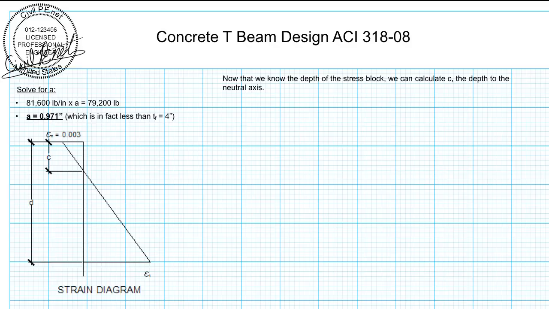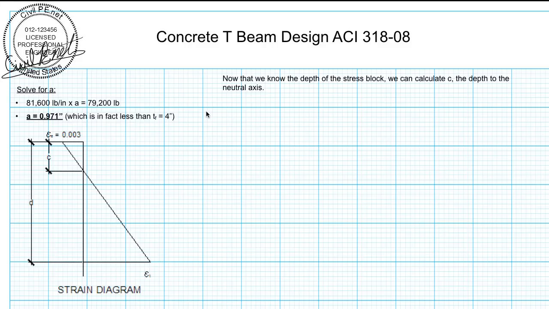So now we solve for A, by setting C equal to T. So 81,600 pounds per inch times A is equal to 79,200 pounds, and A is equal to 0.971 inches. And as a quick check, we realize that this is in fact less than the thickness of the flange, which equals 4 inches, so our calculations are correct thus far.